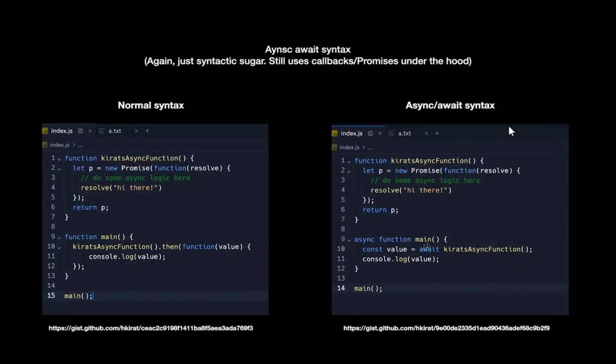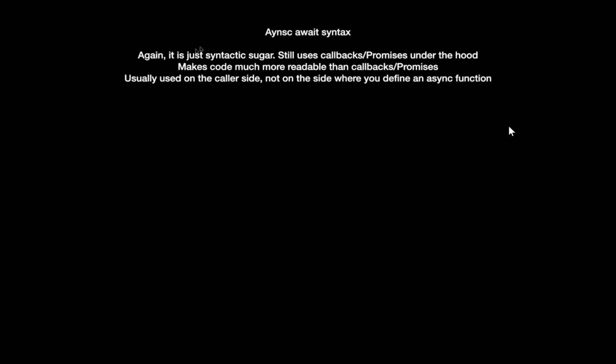Await is very important. If you don't write it, what you get back is the promise itself. If you write await is when you get back the resolved value. Again, it's just syntactical sugar. Still uses callbacks, promises under the hood. Makes the code much more readable than callbacks and promises. Usually used on the caller side, not on the side where you define the async function.